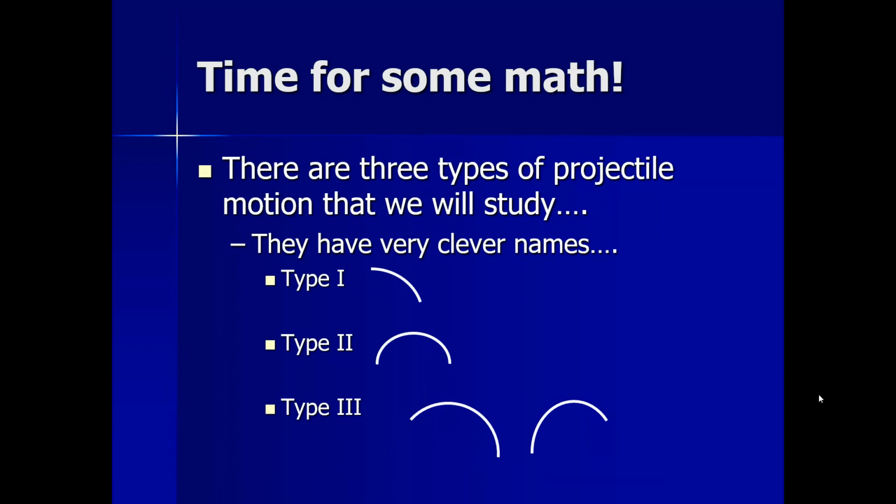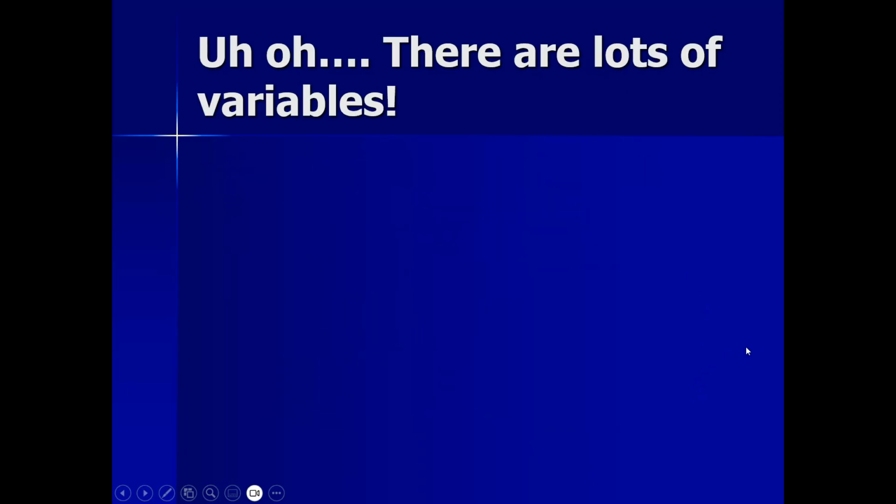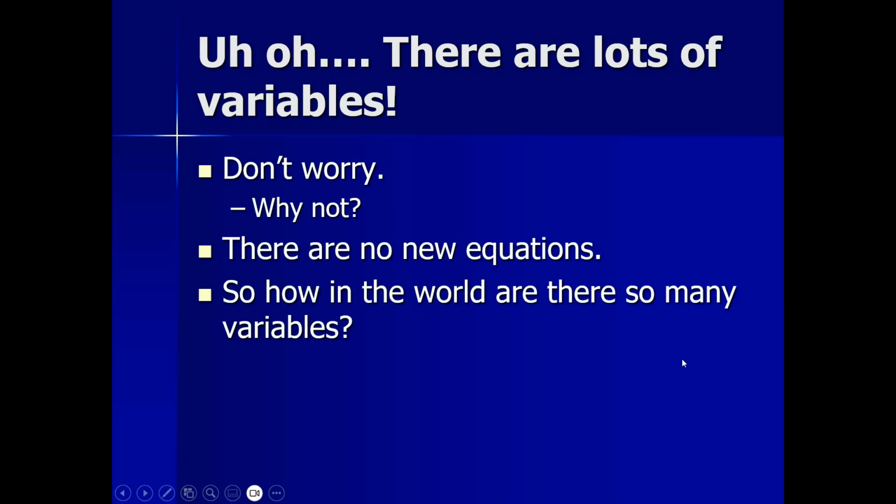So our projectile motion unit will be split up, where we'll do some practice problems with type 1, we'll do a type 1 lab, then we'll take a quiz, we'll repeat for type 2, and then we'll finally incorporate type 3. So we'll see that there's lots of variables involved here, but there's no new equations compared to what we've been doing so far this year.